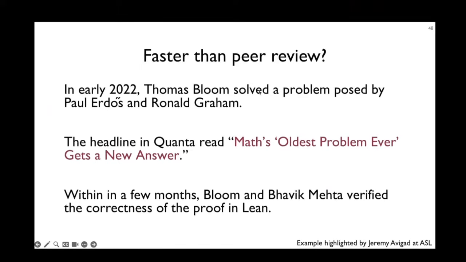Another neat thing is in 2022, I like this one because a big math problem got a new answer. This was an informal proof. They wrote it up, they submitted it, they posted it on the arXiv. It went into peer review at a math journal. And then in a few months, the author of the new proof teamed up with an expert in Lean, and they verified the correctness of the proof in Lean.